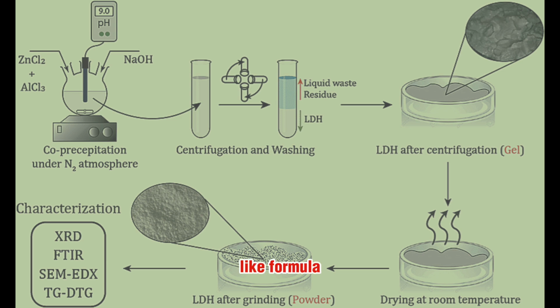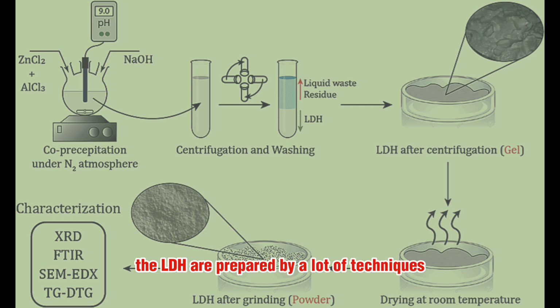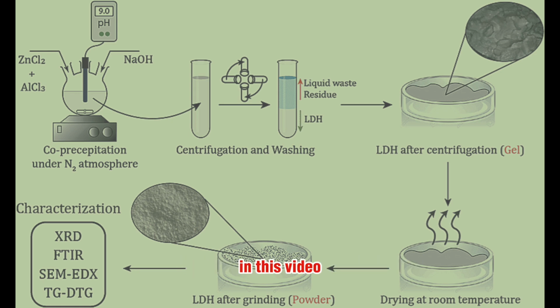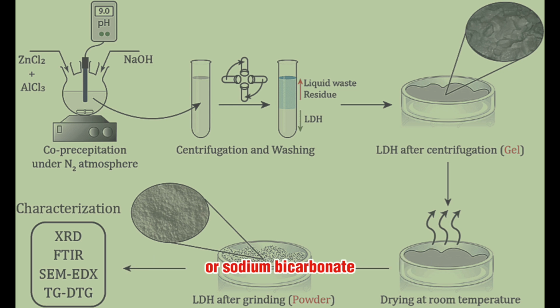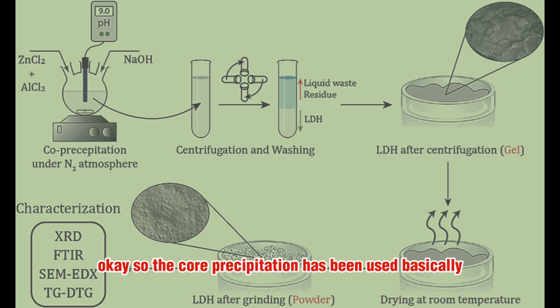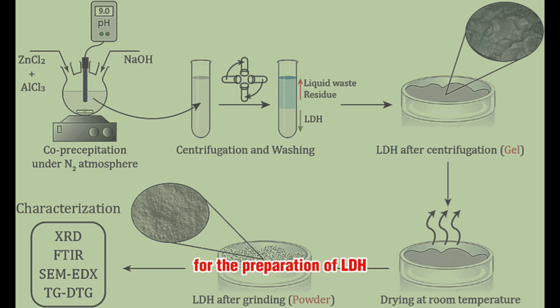Normally LDH are prepared by a lot of techniques. LDH can be prepared by co-precipitation, hydrothermal, sol-gel method. In this video, we'll be learning the co-precipitation technique. The co-precipitation of LDH from aqueous solutions can be done by addition of a base, containing divalent and trivalent metal cations, by the addition of bases like NaOH or sodium bicarbonate or sometimes ammonium hydroxide. Co-precipitation has been used basically for the preparation of LDH and their intercalation compounds.